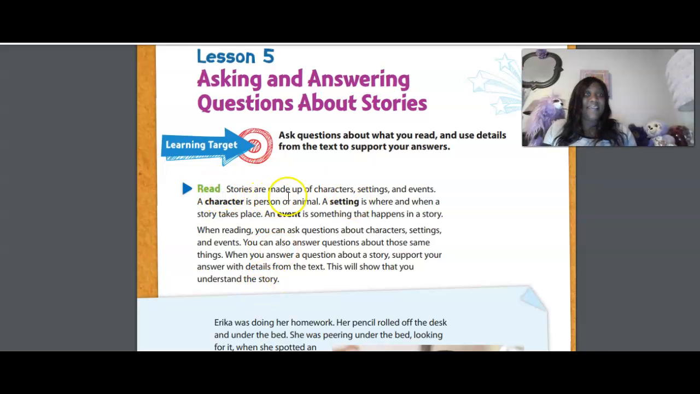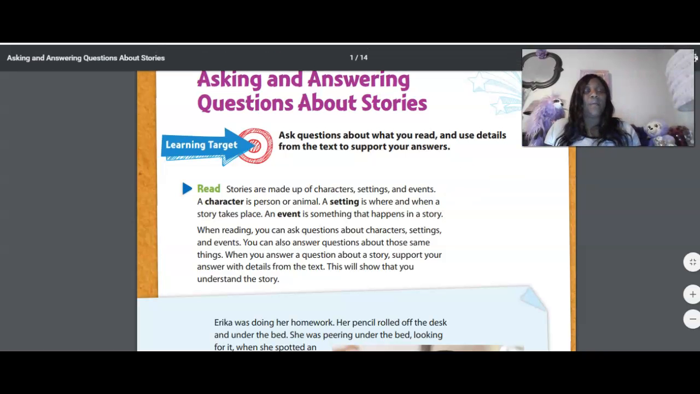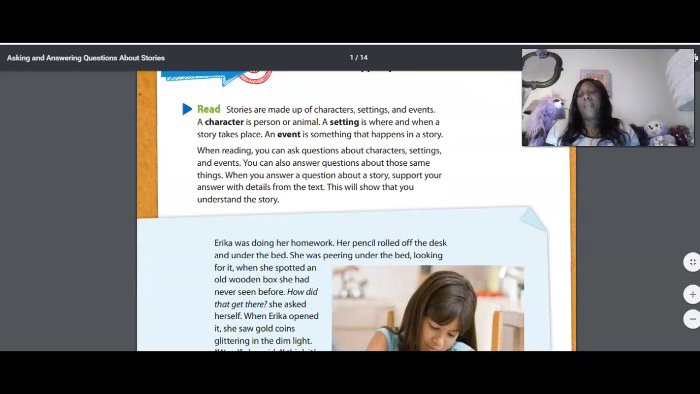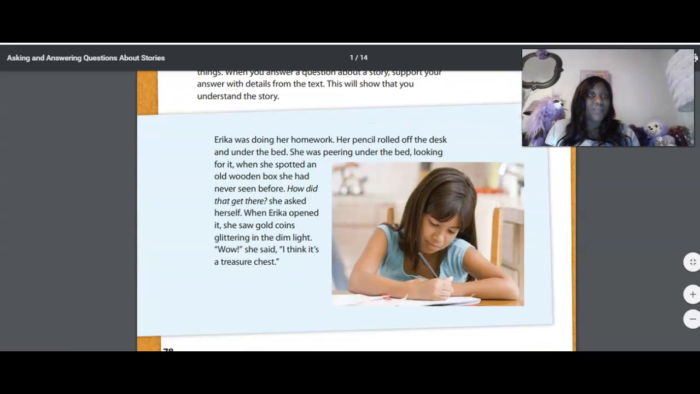So, like I said, this is a review. We all know about the story elements: character, setting, the events, the problem, and the solution. Those are the 5 parts of our story elements. So now they want us, when we are answering questions, we need to prove where our answer came from. We have to show it.